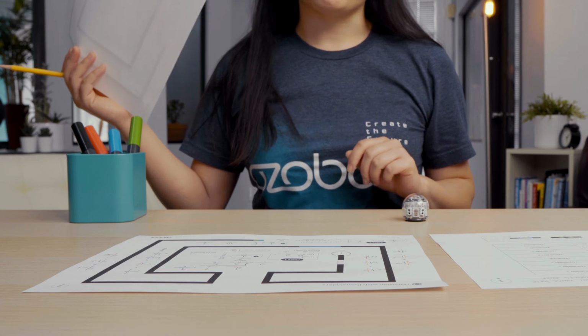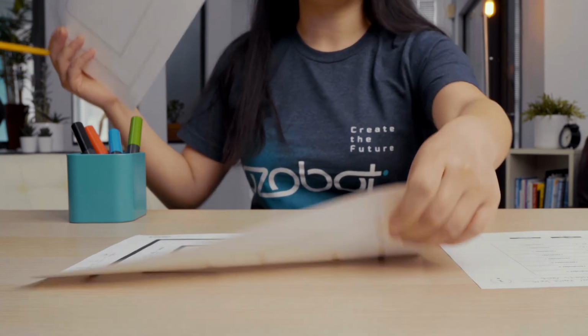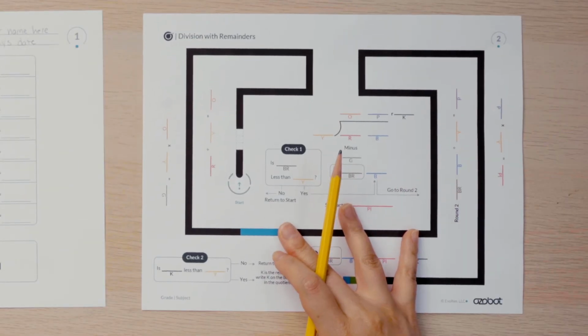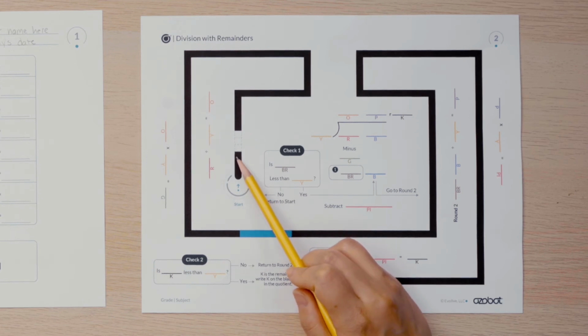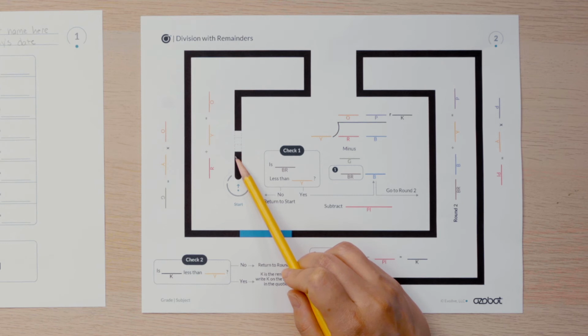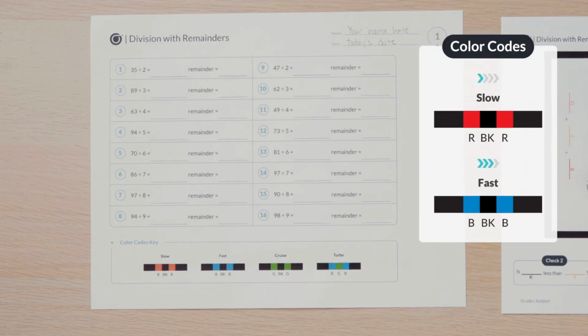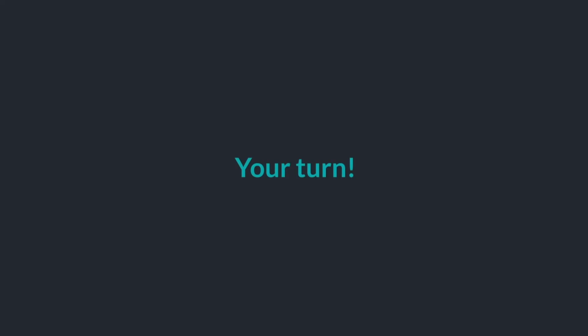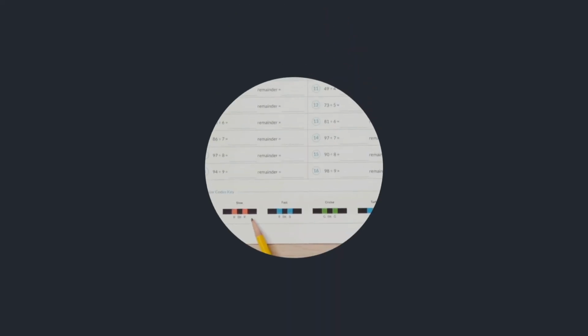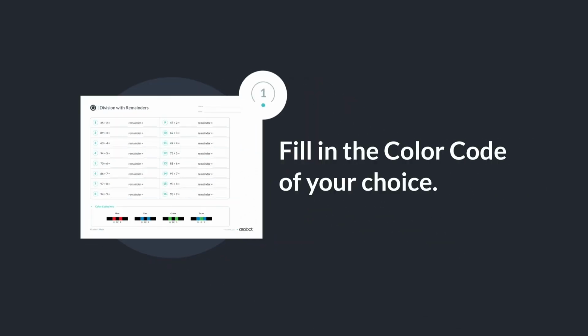Take out a blank copy of the division race with remainders activity sheet. There is a color code space for you to tell your Ozobot how fast you want it to go while you are doing the division problem. If you are still building confidence, you might want to put a slow code. If you want a challenge, you might put a fast code. Fill in the color code of your choice.